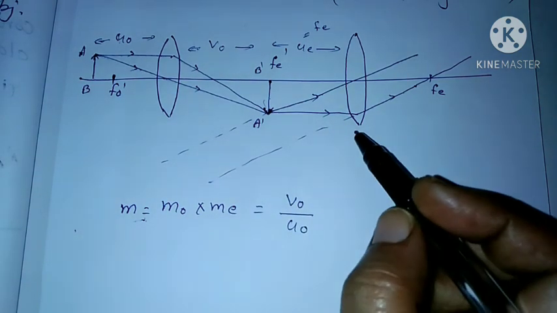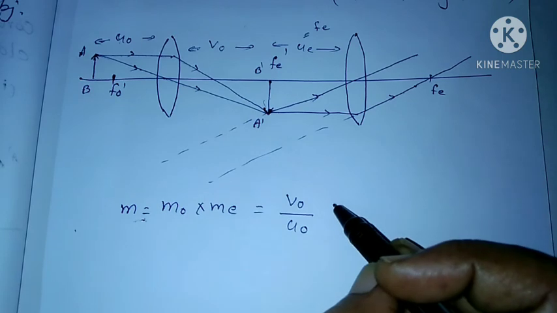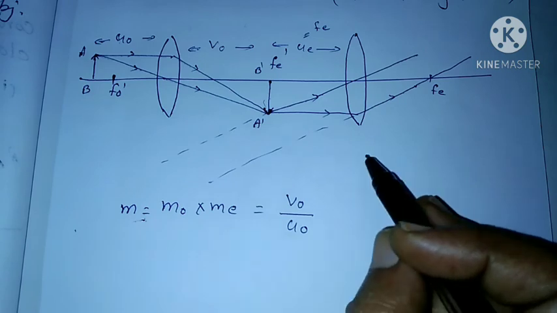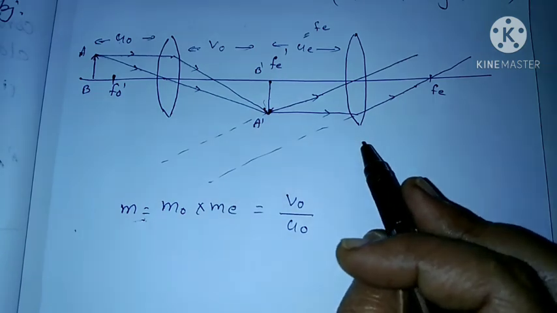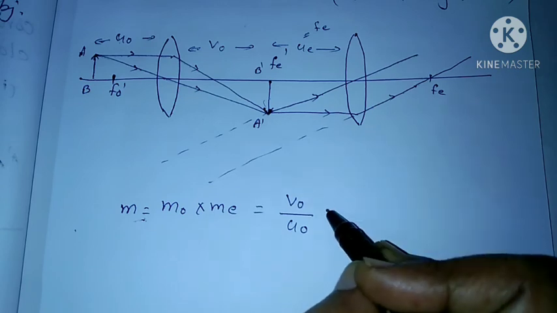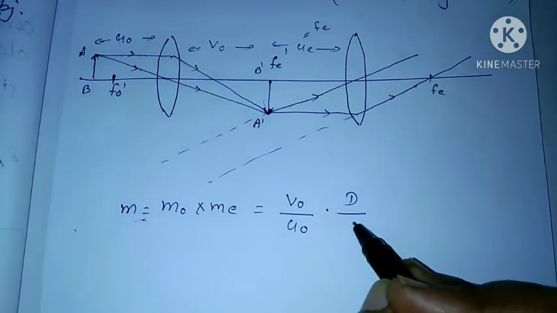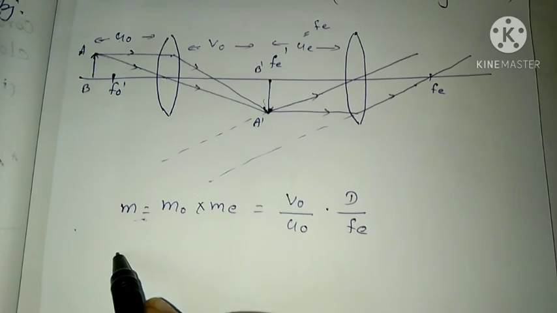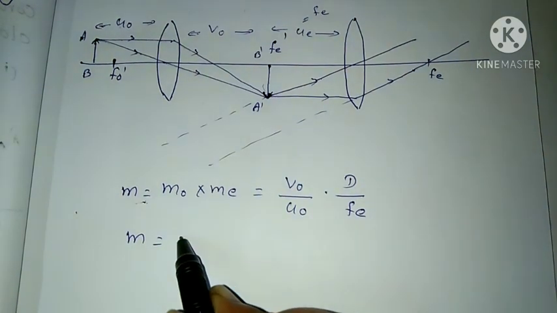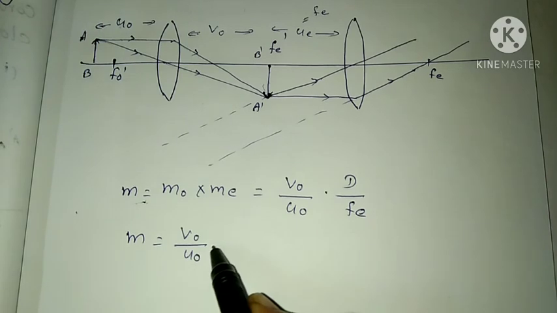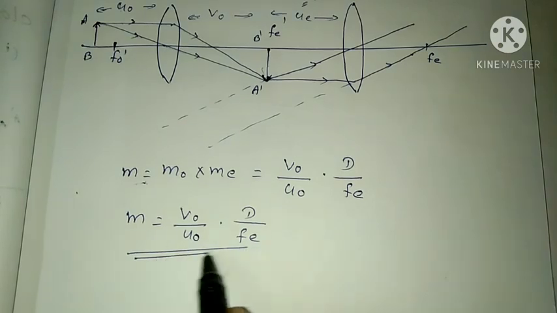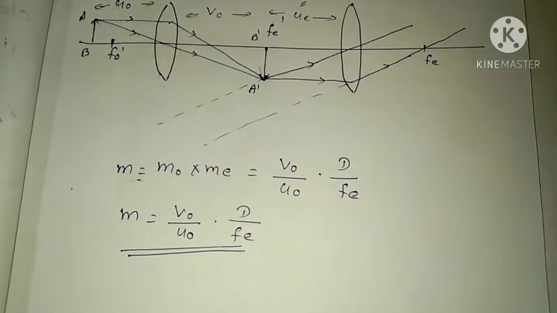And here the eyepiece acts as a simple microscope. So what is the magnification for the simple microscope in the case of normal adjustment position, or infinity? Here we can say that it is the normal adjustment position. That is D by F, and here it is the eyepiece, so we can write D by Fe. Clear? So once again we can write M equal to V0 by U0 into D by Fe. So this is the magnification for the simple microscope when the image is formed at infinity, or we can say that it is the normal adjustment position.